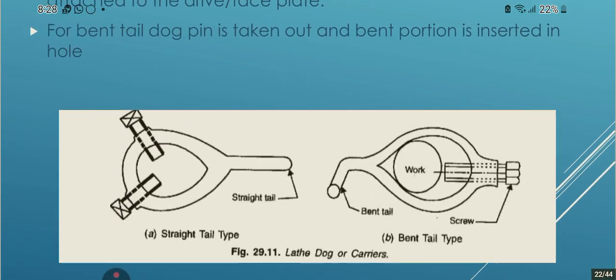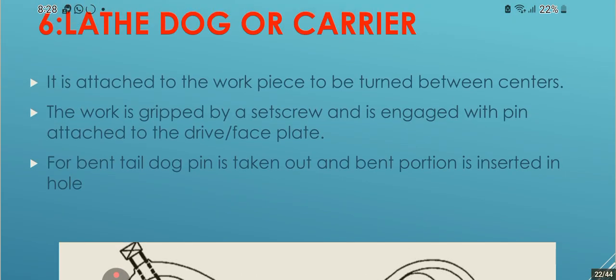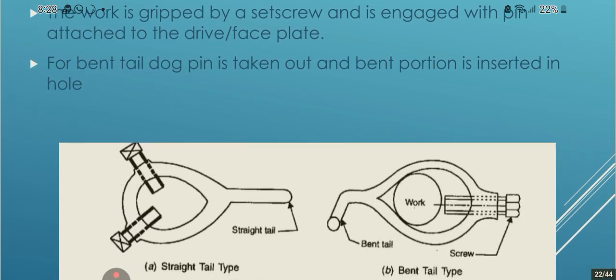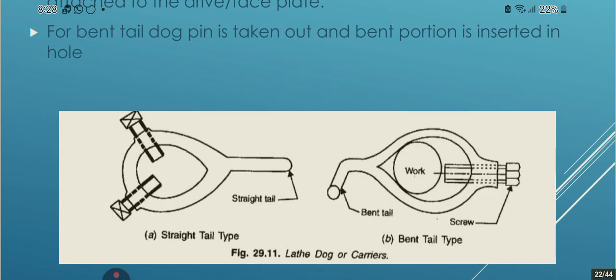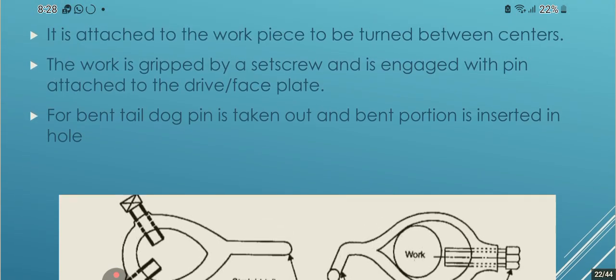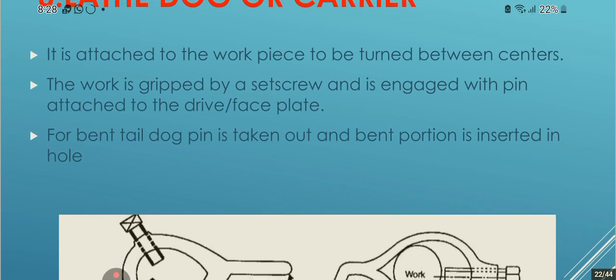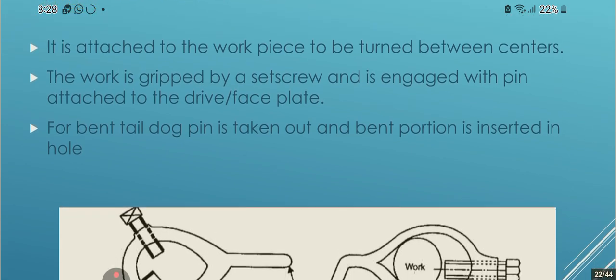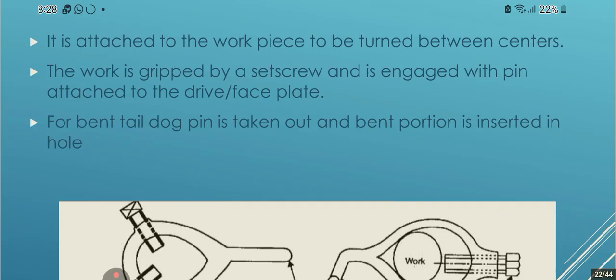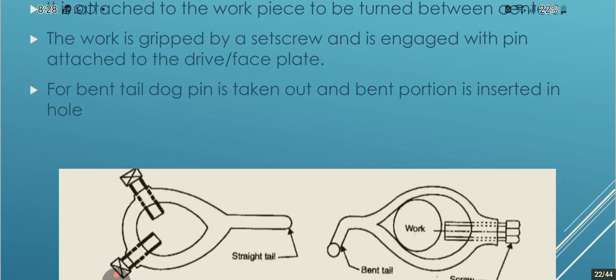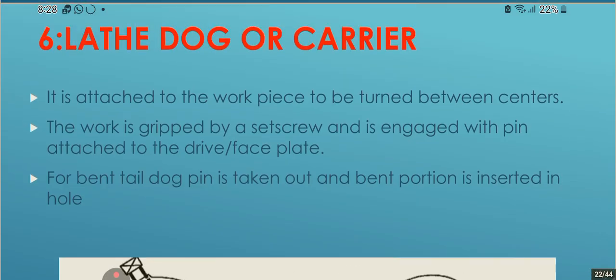A lathe dog or carrier is attached to the workpiece to be turned between centers. It is attached to the driving plate or faceplate. For a bent tail dog, the tail is taken out and the bent portion is inserted in the hole.